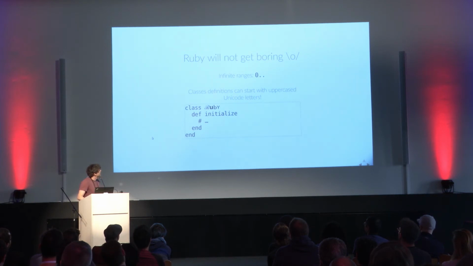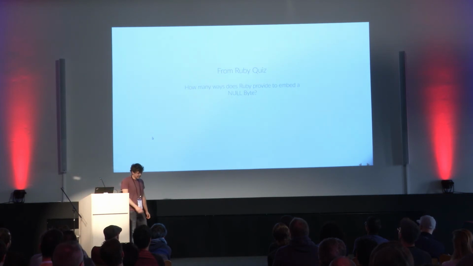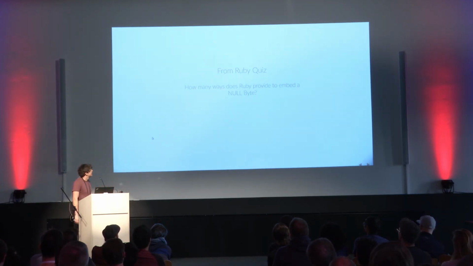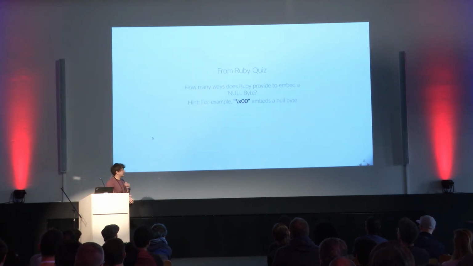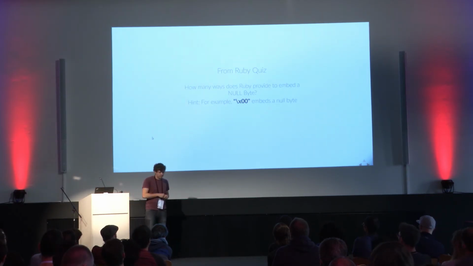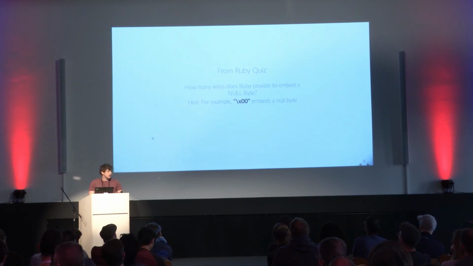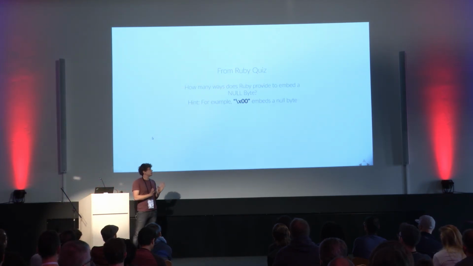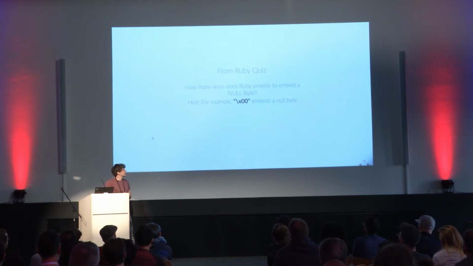So I brought an additional thing. We sometimes do Ruby quiz in Berlin, and this is one of my favorites there. In string data you can not only use the characters that you want to embed directly, but you can use escape syntaxes. So for example, if you have a string and you write \x00, then it embeds the byte value in hexadecimal form into the string. But that's not the only way to embed a null byte.